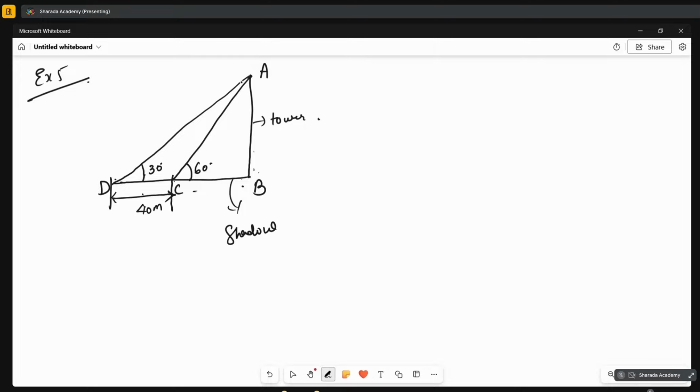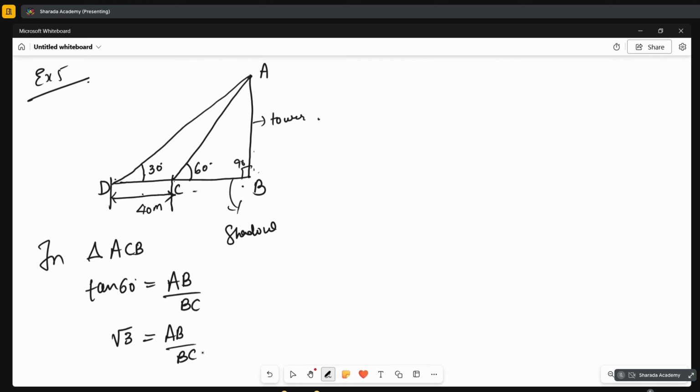Okay. Now write this down in triangle. Tower height. In triangle ACB, this is 90 degree. ACB is one right angle triangle. What we will take is tan 60 degree. Tan 60 will be equal to AB by BC. What is tan 60? Root 3. That is equal to AB by BC. We will keep it as it is.